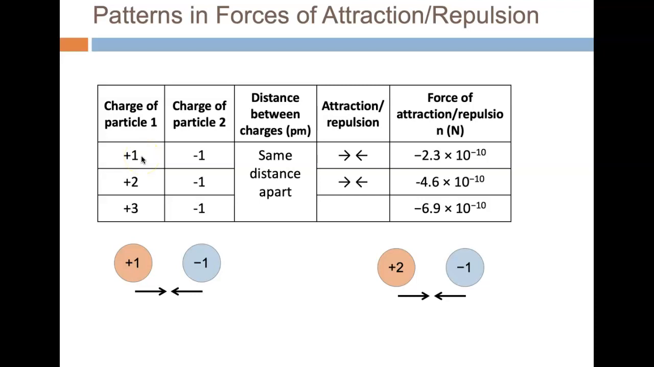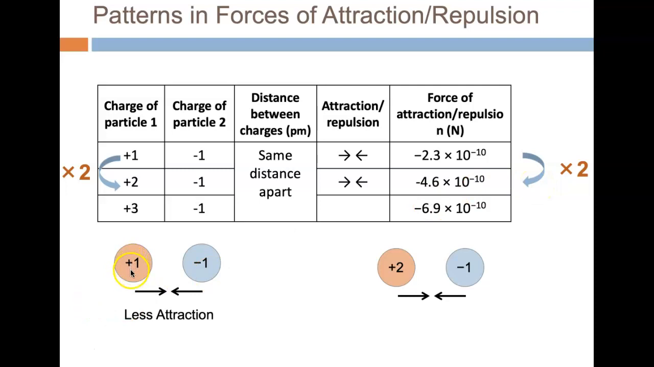In experiment 1, I have a +1, and in experiment 2, I have a +2. So I'm basically multiplying the charge times 2 here. And I want to ask, when I make the charge double what it was, what happens to the force of attraction? I know these numbers are kind of crazy. They're super small, and we haven't talked yet about scientific notation. So just focus on this number. 2.3, 4.6. 2.3 times 2 would be 4.6. So as I double the charge, I double the force of attraction.